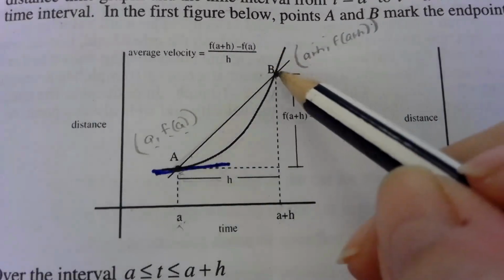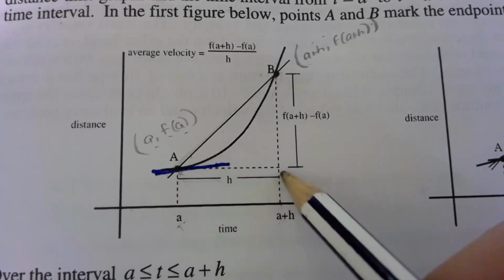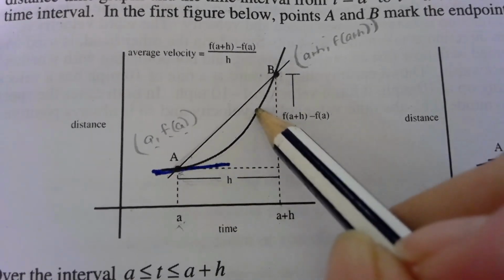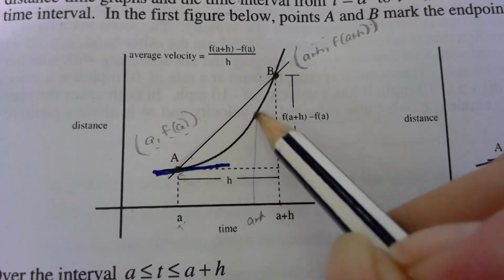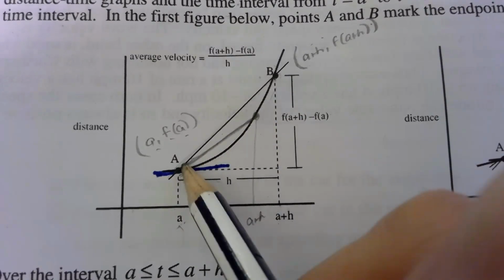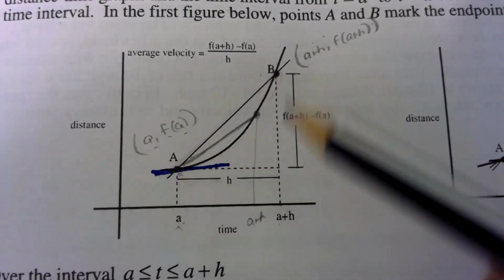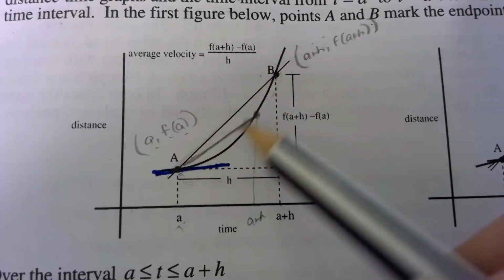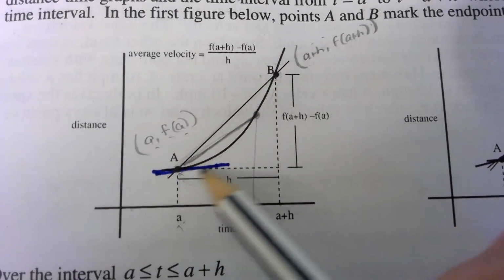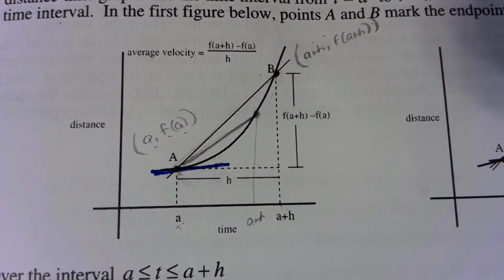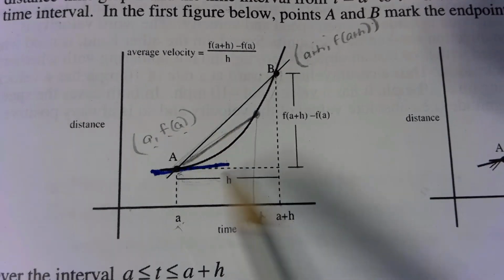I could, instead of moving over this far, a plus h, move over from here to here and call this a plus h and find the slope of this secant line. And if I did that, it wouldn't be as bad as this approximation, because this slope is certainly not as steep as this one, and it would be a little bit closer to the slope of the tangent line, but it would still be a rough estimate, and probably not a very good one, because the slopes are very different, right?